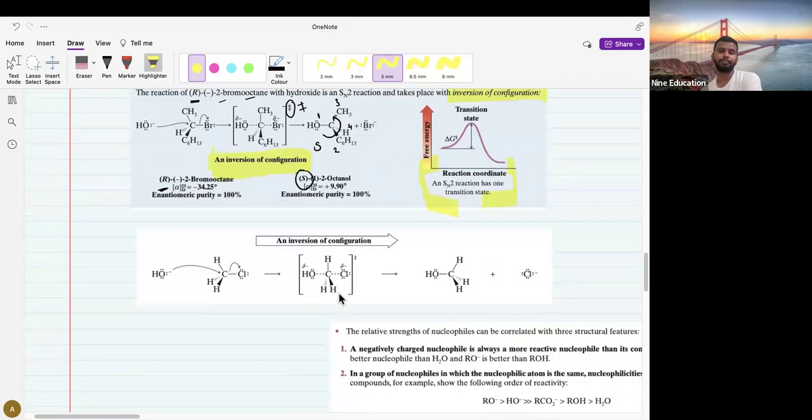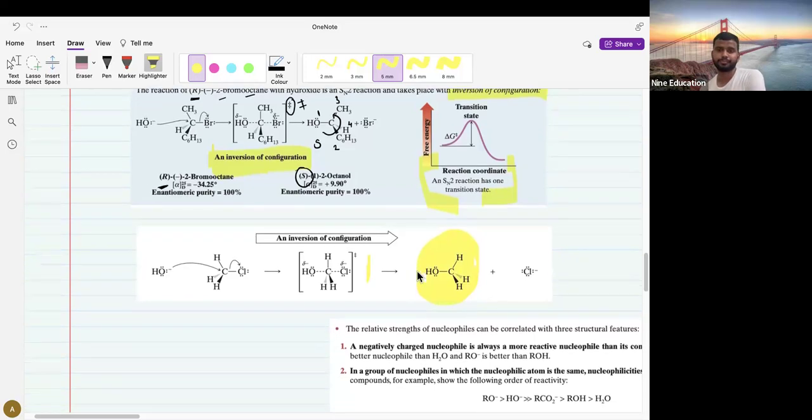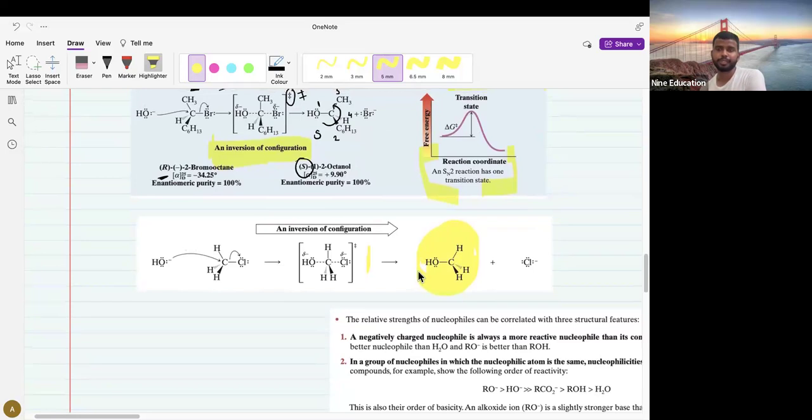देखिए नीचे same example we have, it is given. OH minus will come, attack on carbon and Cl minus will go. This is the transition state and this is the inverted product. This is the product which we got, which is inverted. Done. समझ आ रहा है आपको ना? Write yes or no in the chat.